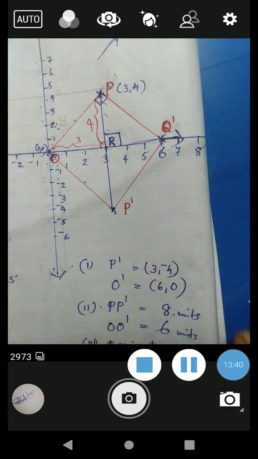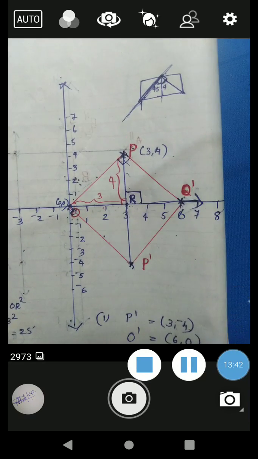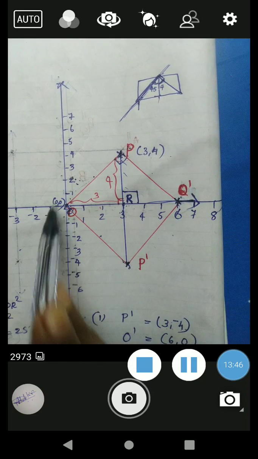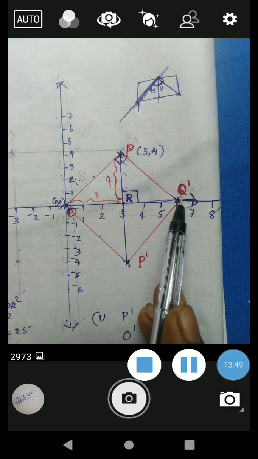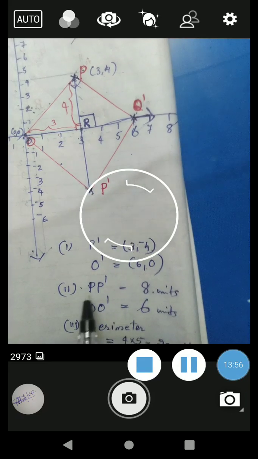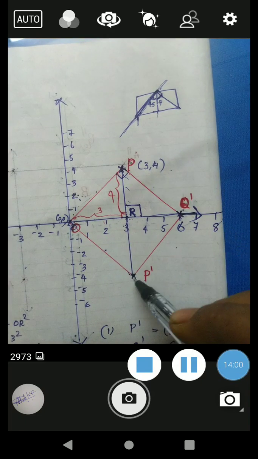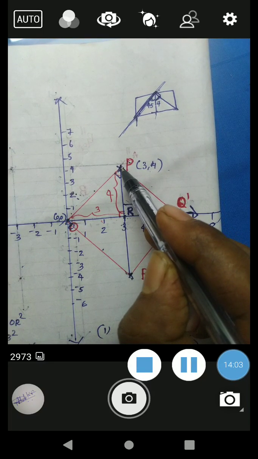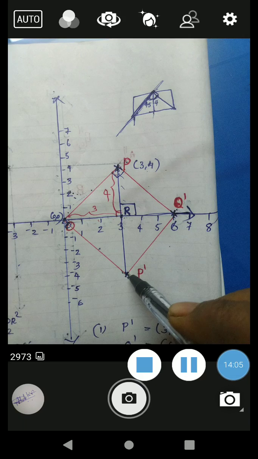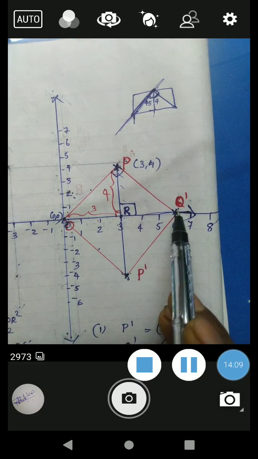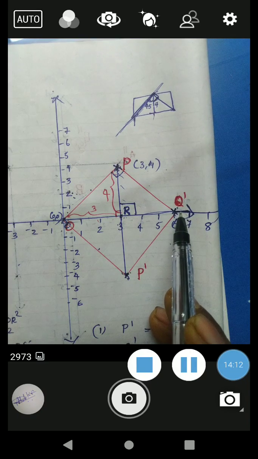then O dash is the image of O when reflected in PP dash. So join PP dash. And this O becomes here O dash, that is (6, 0). O dash is (6, 0). You can see here. Then find the length of PP dash. You can see PP dash is from here to here, the distance is 4. From here to here, that is also 4. Therefore PP dash is 8. And what is OO dash? It is obviously 6, right?